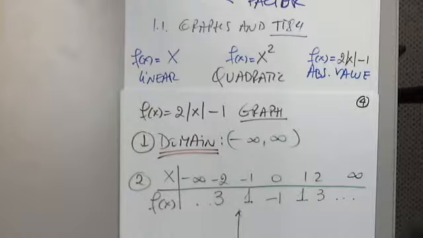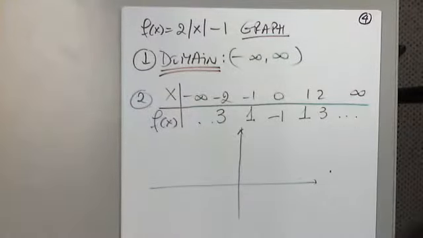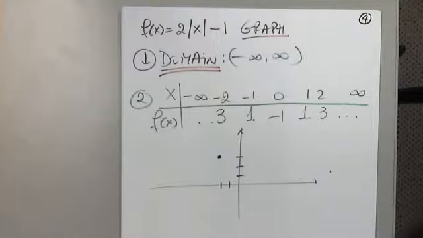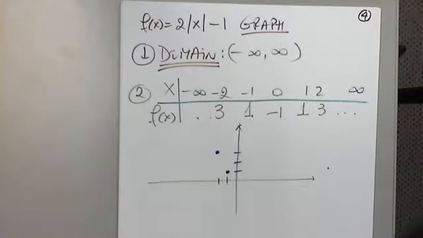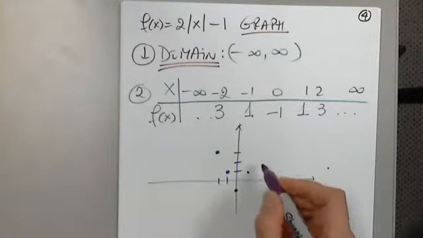Can anyone give us the first ordered pair from left to right that I need to plot? Very good. Here it is. Negative 2, 3. Next ordered pair from left to right. Very good. Awesome. Next ordered pair. Very good. And then 1, 1. And then 2, 3.